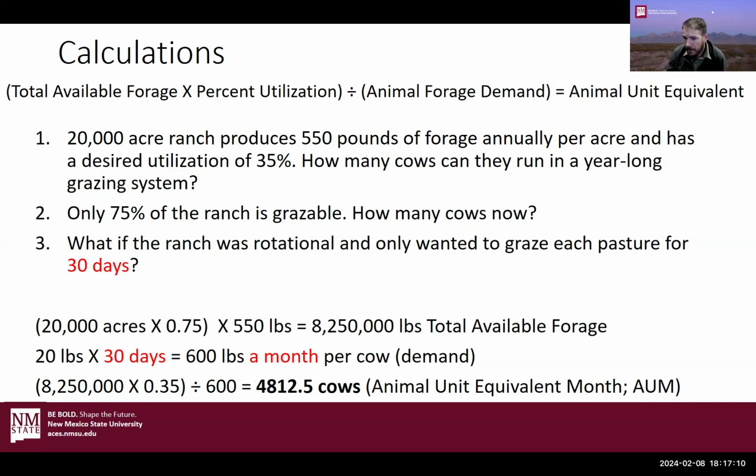Now, I did this on purpose. 4,812.5. Can you have a half a cow running around in your pasture? No. So what do you do with that half a cow? You round up or you round down?